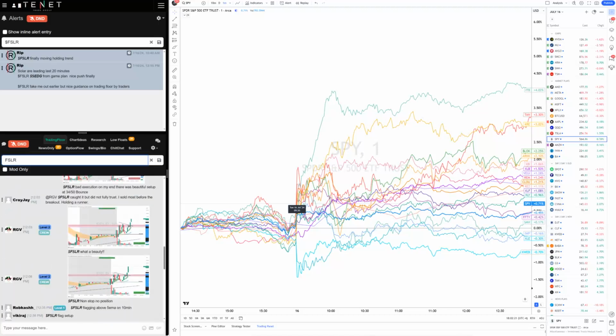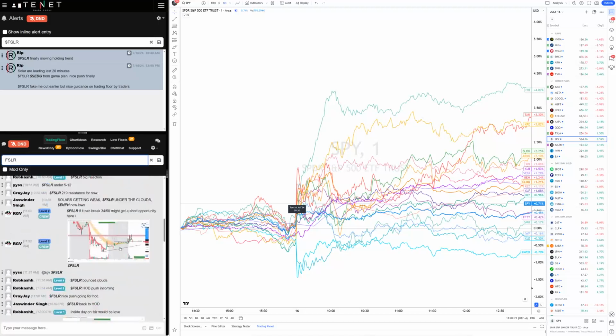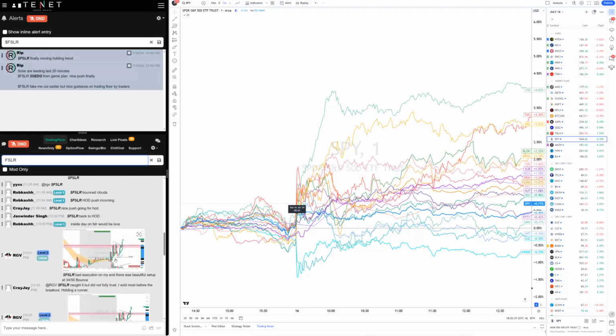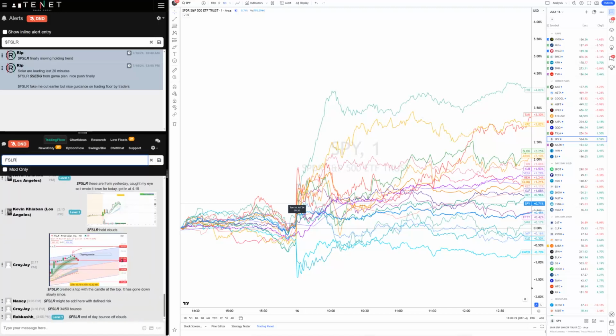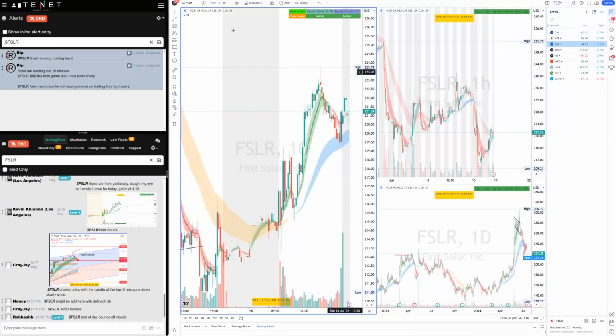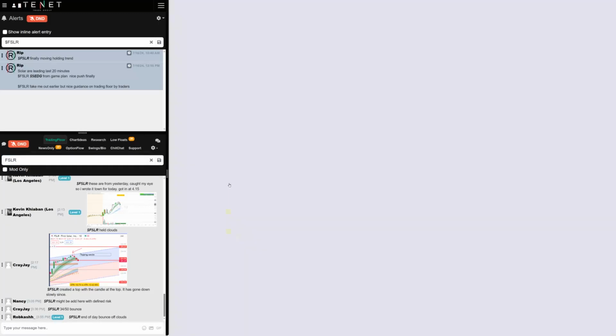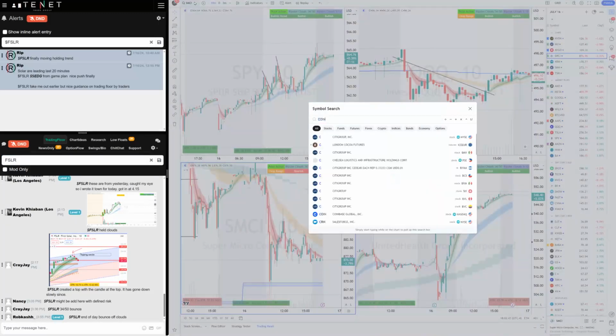Look at the guidance by RGV. He started from that flag. And he talked about that flag breakout, and all the way he guided everybody through that First Solar trade. All right, let's now look at other trade setups. We're going to look at COIN, and we are going to look at MSTR.